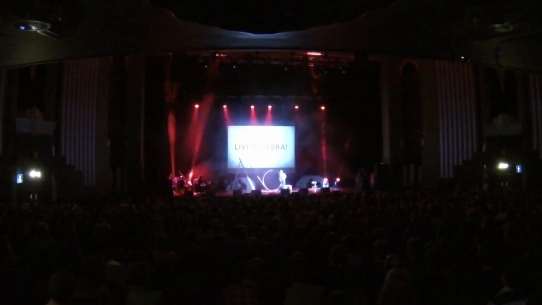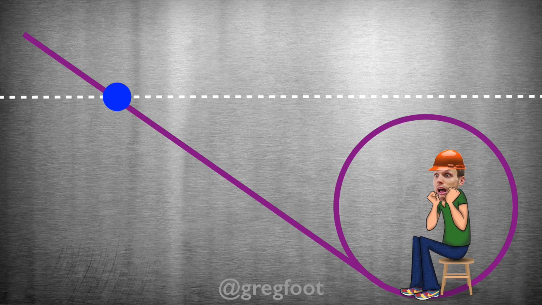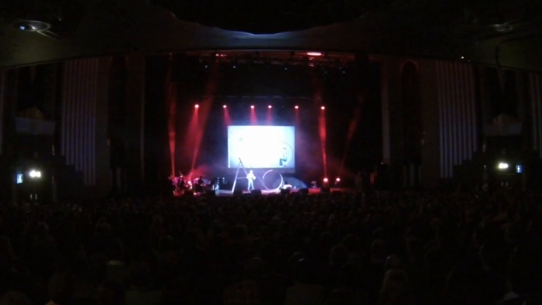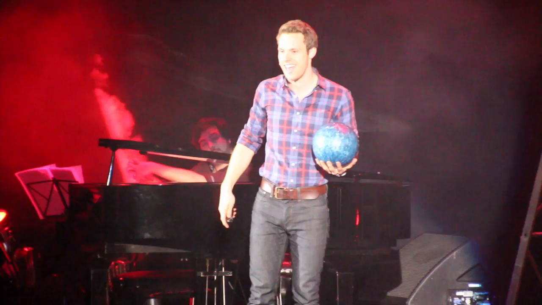You know what? We can work it out. Let's have a look. Here is our loop the loop. Let's place a ball up there. There's the bowling ball. And let's also put me, kind of pooping myself a little bit, in the middle. So the question is, what is the minimum height that we need to drop this bowling ball from in order for it to go all the way around the loop and miss my head?